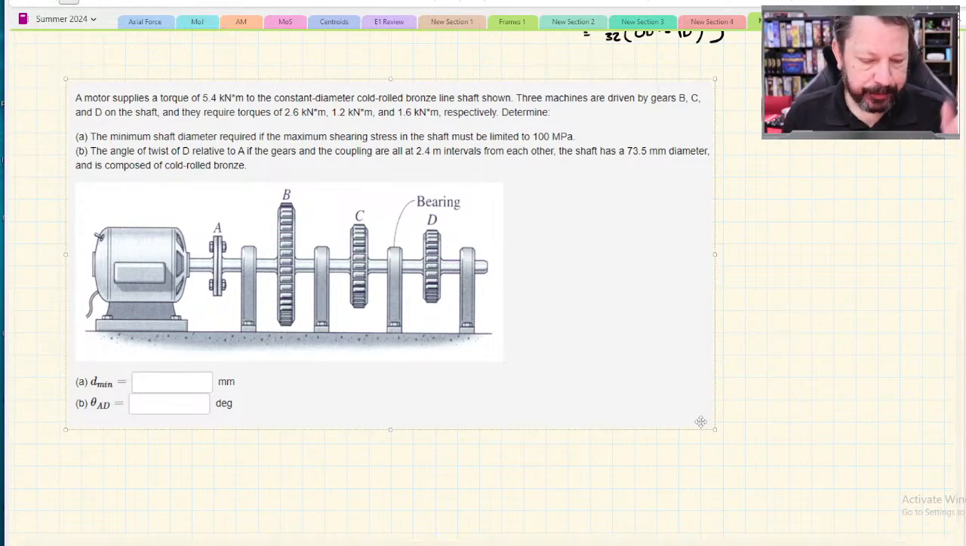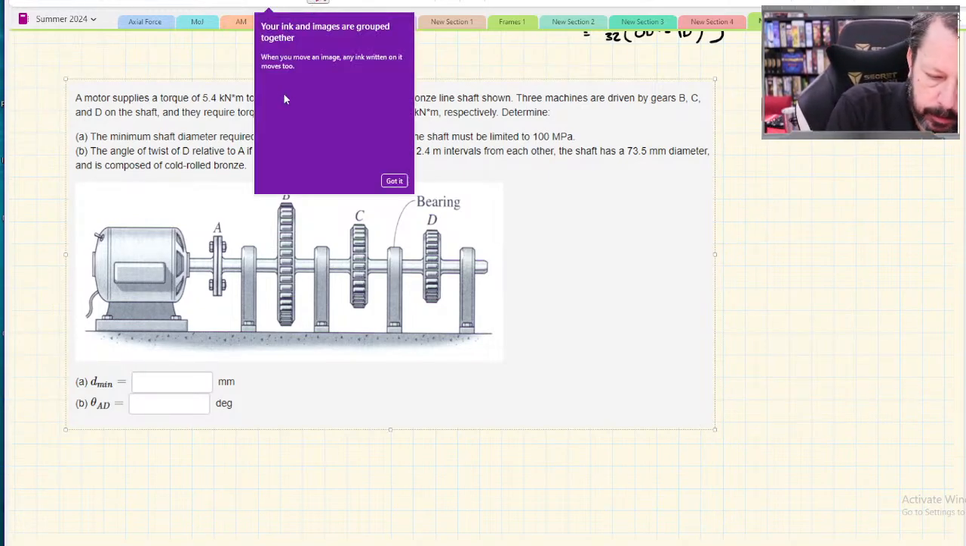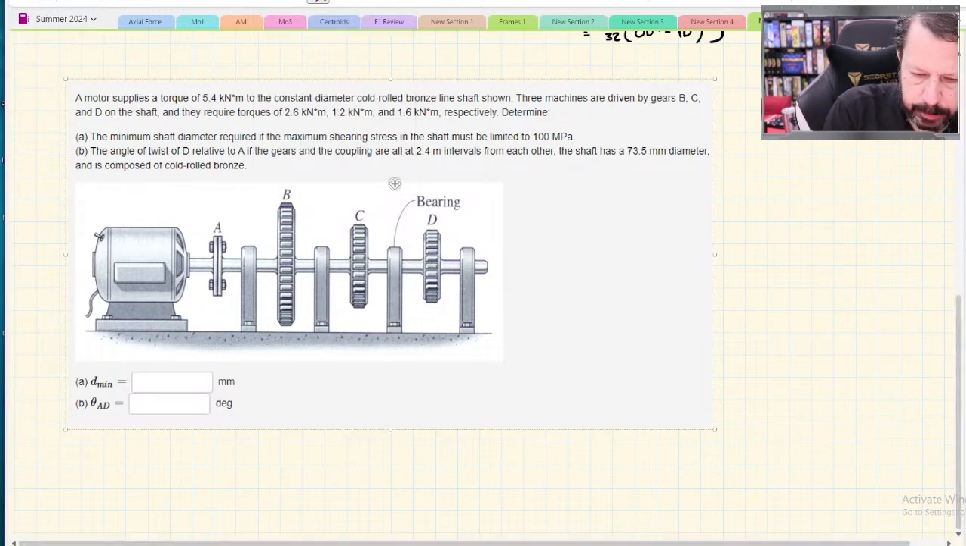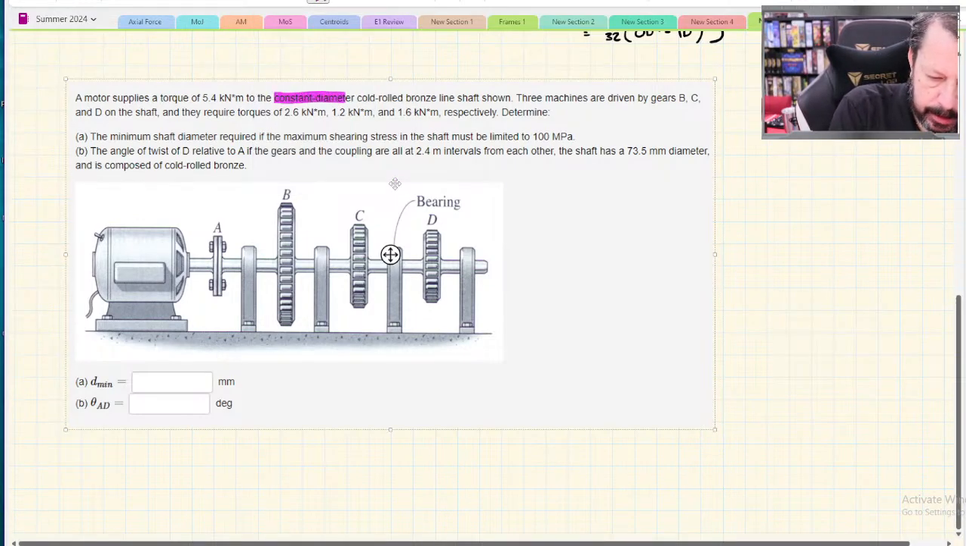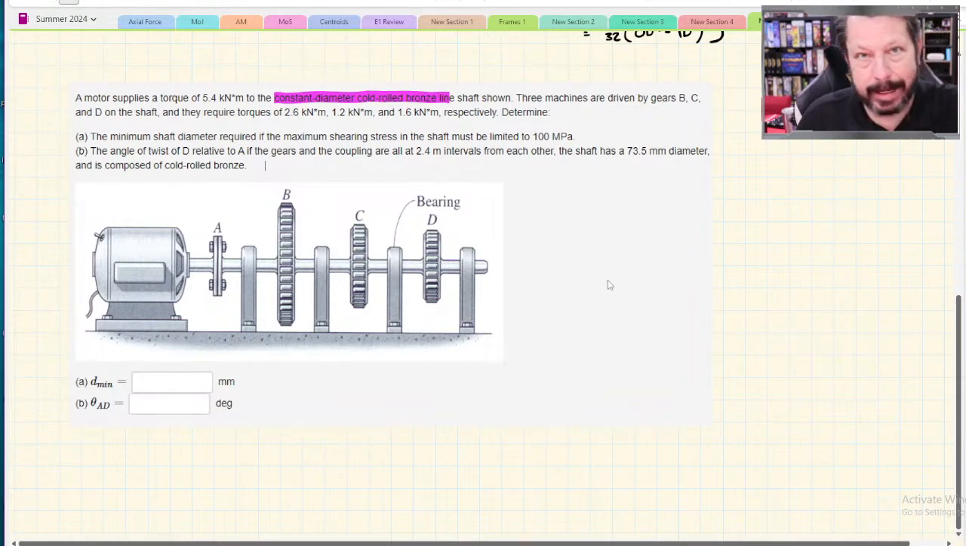We've got our electric motor. It's supplying some amount of torque, 5.4 kilonewton meters. Constant diameter, cold rolled bronze line shaft. You don't have to know what a line shaft is. That just means there are multiple gears all lined up on the shaft there.